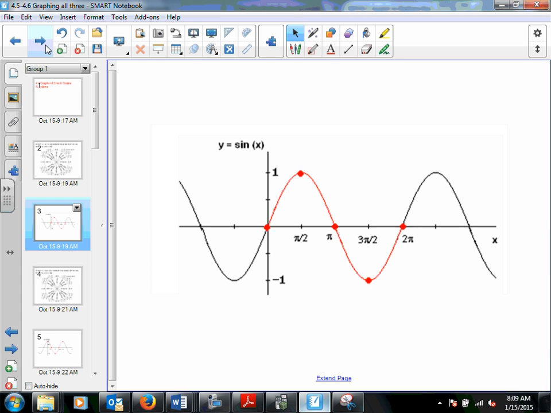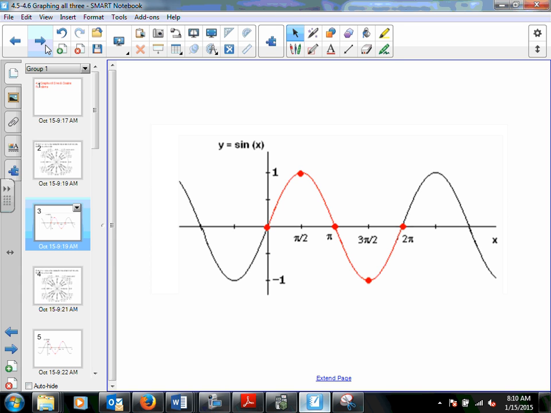This is what we call our parent graph. Okay, so we will be talking about some transformations with this parent graph. Okay, but I will teach you shortcuts when it comes to graphing these. Make sure when you draw your graph, it is nice and smooth. There are no corners. Just a nice smooth curve. Okay.